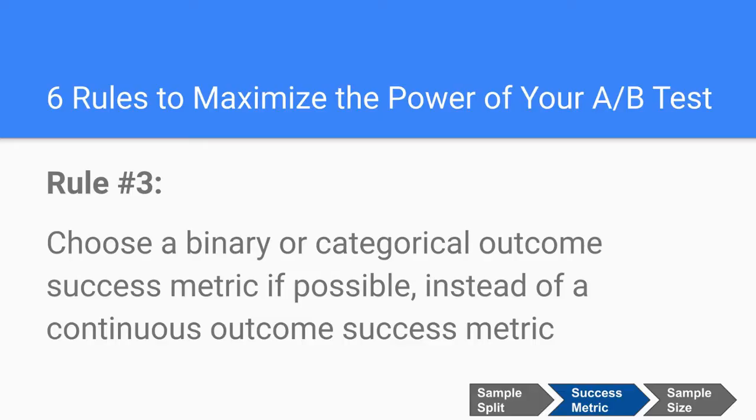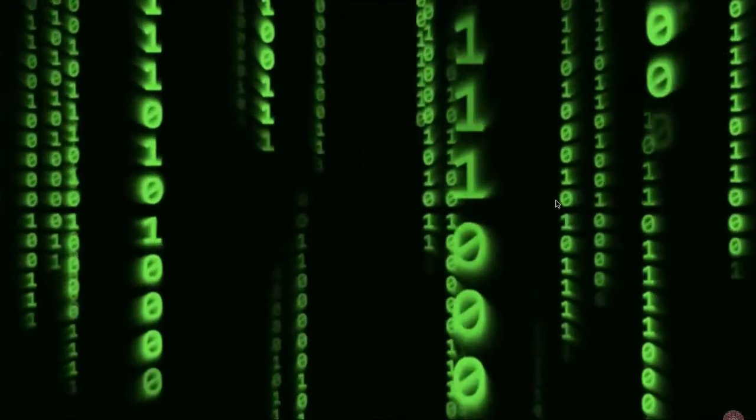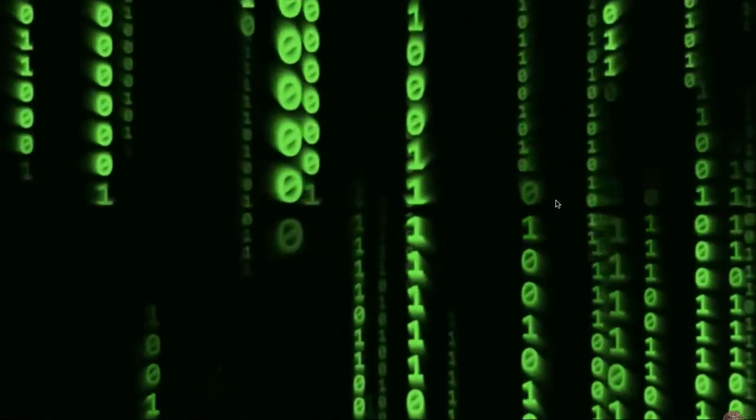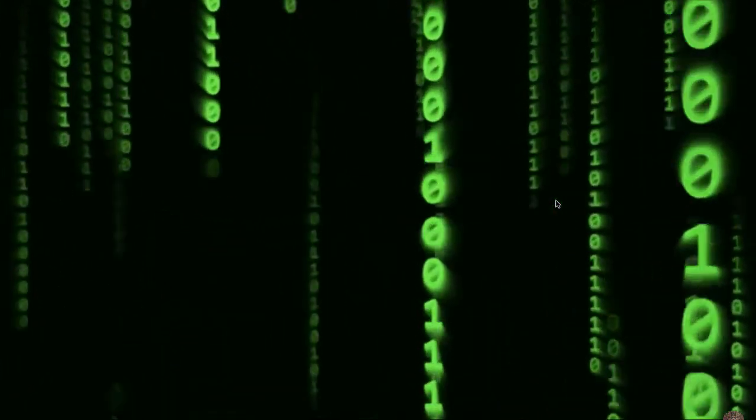Rule number 3, choose a binary or categorical success metric whenever possible, instead of a continuous outcome success metric. When we think about binary, you can probably remember in the movie Matrix, all the zeros and ones constantly raining down in the background. Binary success metric is a very similar concept.